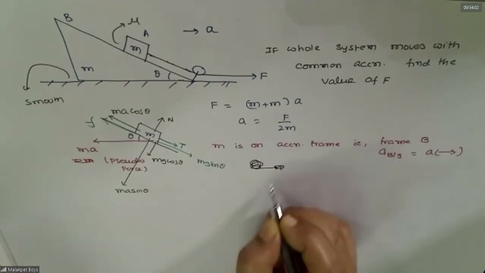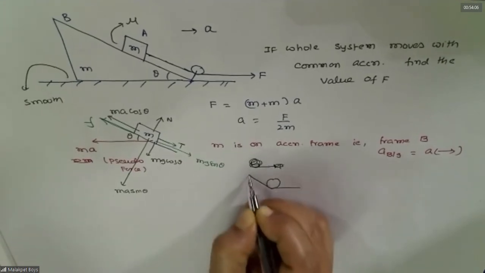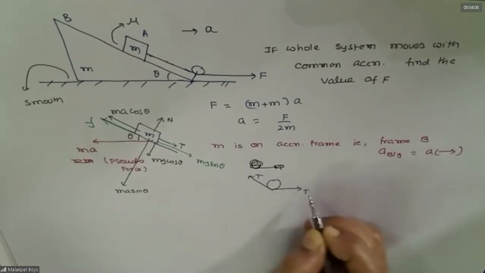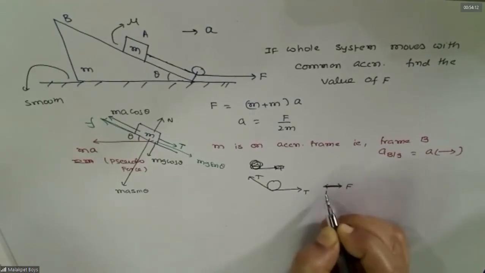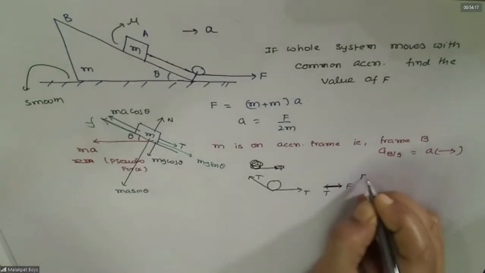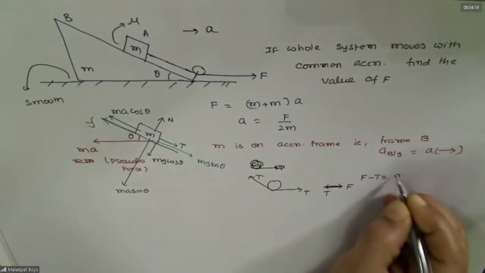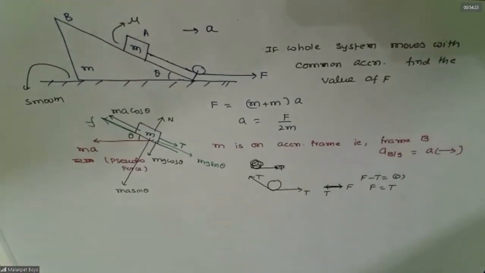If you draw the pulley diagram with a string, so this is T, this is T. You take a small part of the string, this is F, this is T. The rope is massless, so you have F minus T equals 0. F equals T. Any doubt in this part? You can ask.